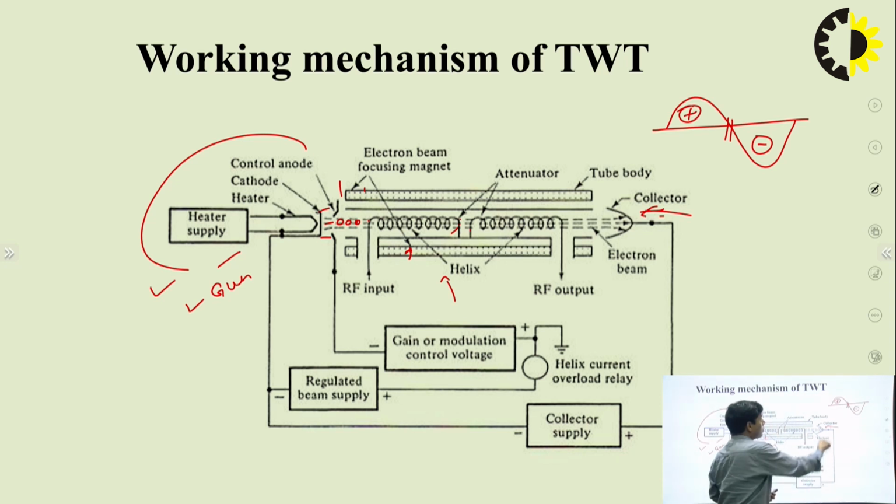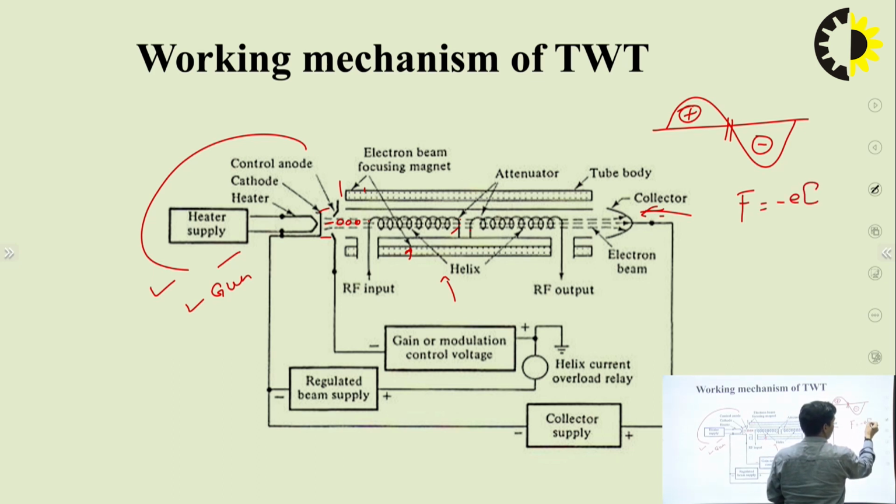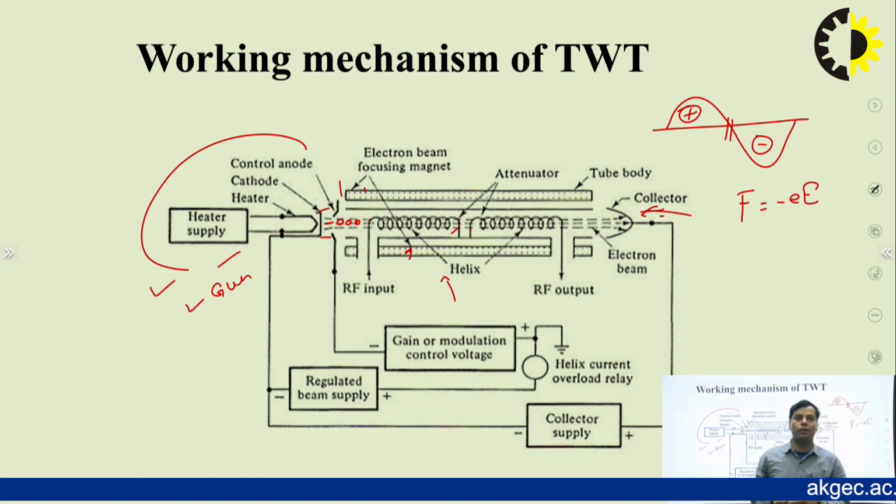The electron has a negative charge and this terminal is positive, so a decelerating force is applied onto the electron, with the relation F equals minus e times E. So for this positive cycle, a decelerating force is applied onto this electron, the interaction takes place, and the velocity changes. The velocity decreases, meaning the speed at which the electron travels in the helix will reduce. Let's say it now reaches somewhere here.